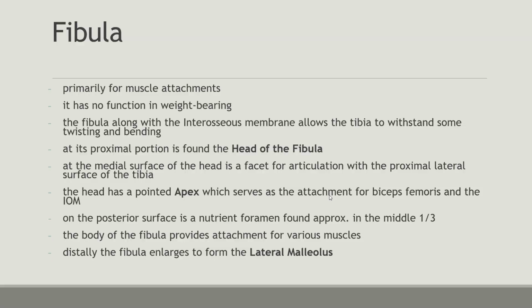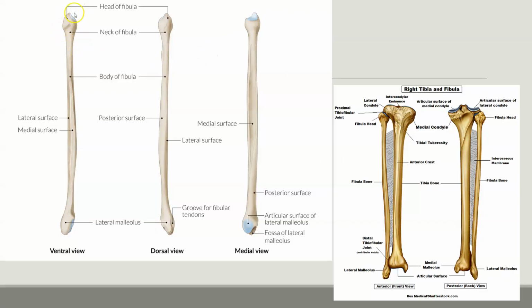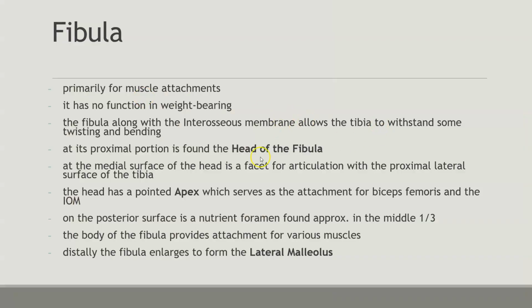At the proximal portion of the fibula, we find the head. And we can see here on the top already that nice shiny blue area. Of course, that's where it's going to articulate with the proximal tibia, to form the proximal tibiofibular joint. So this is the head of the fibula here, the most proximal part. And as I say here, at the medial surface of the head is a facet for articulation with the proximal lateral surface of the tibia.